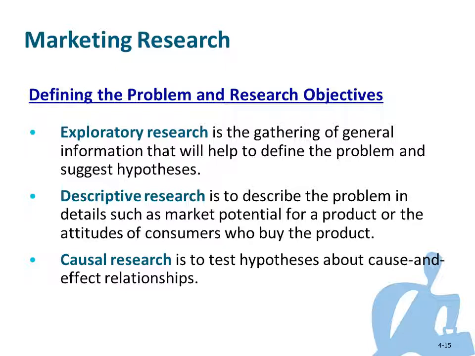The third type is causal research, which is to test hypotheses about cause and effect relationships. So causal research refers to cause and effect relationships.